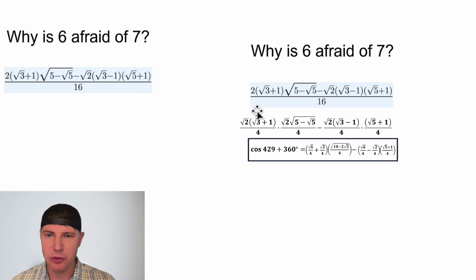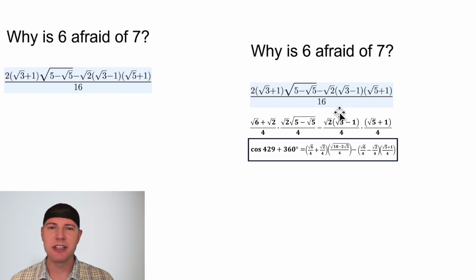Next, we can distribute the square root of 2 to each of these, giving us root 6 plus root 2. And we can do the same thing here. We can do root 2 distributed to each of these. That'll give us root 6 minus root 2.